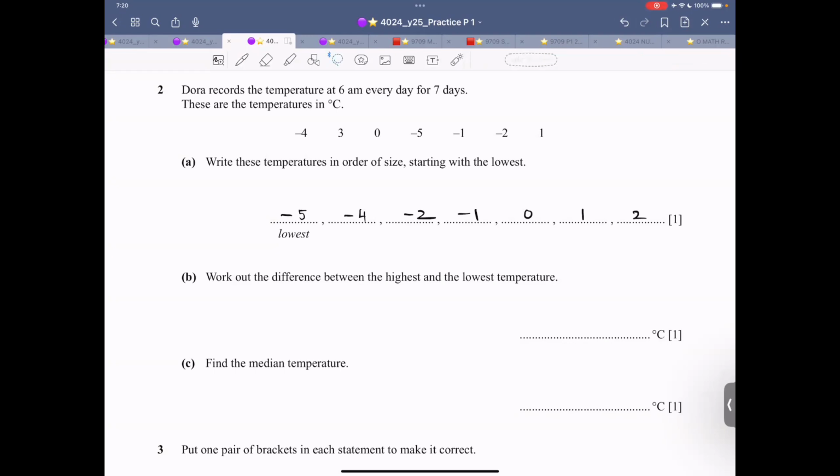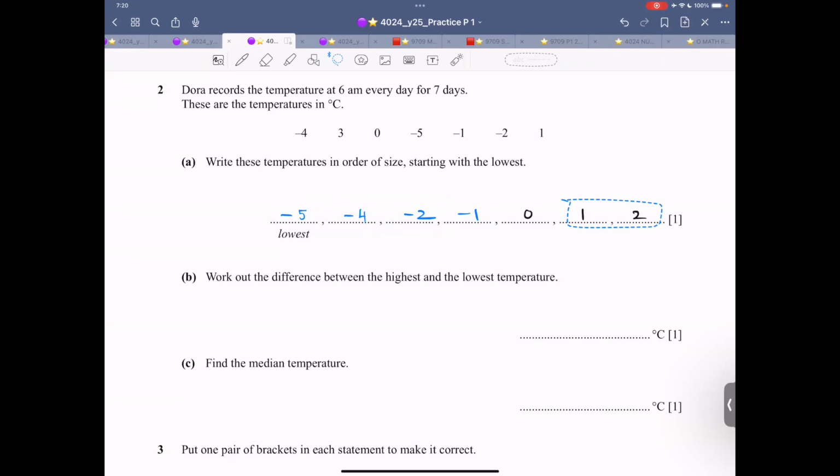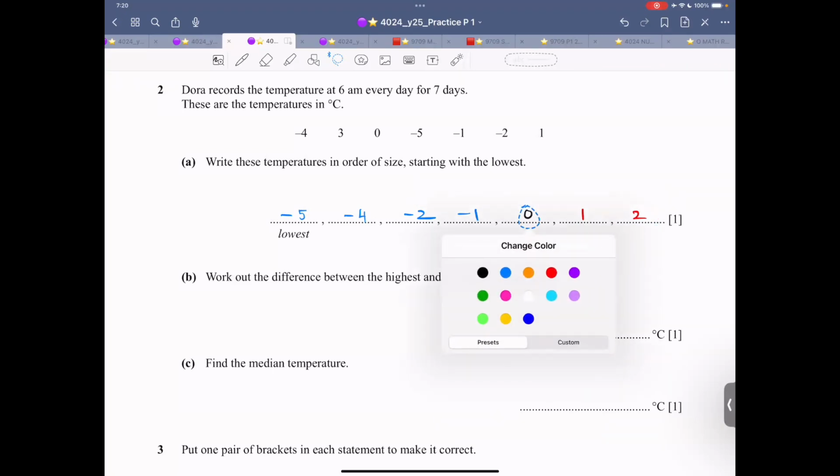So the ones that are negative, these are the coldest. -5 is the coldest. And the ones that are over here, positive ones, these are the hottest. And then there is one thing in the middle, that is 0, and the 0 is the one in the middle.